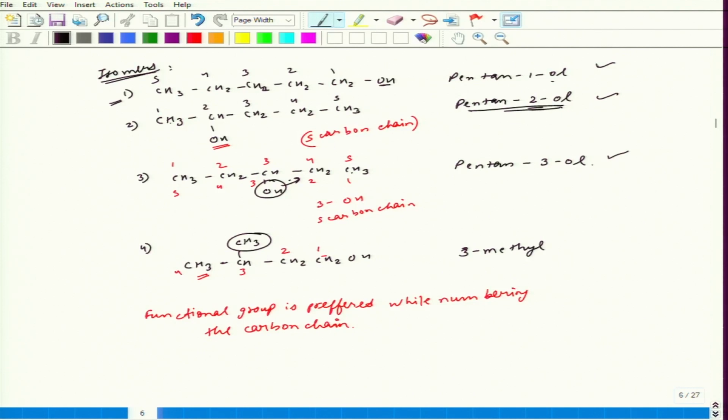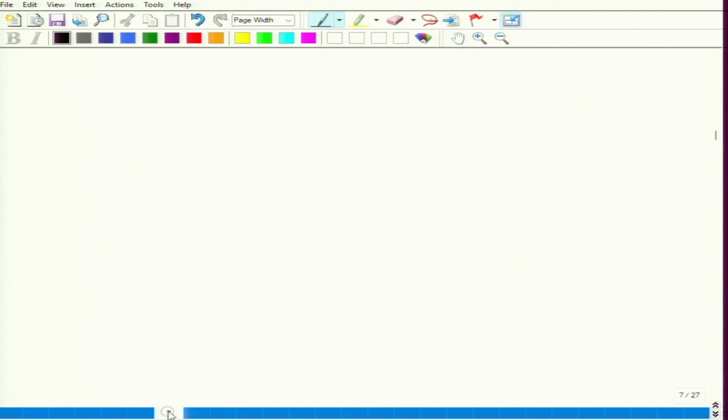Now how many carbons are there in the chain? 4. 4 means butane. But now we are going to replace this e with ol, because this is an alcohol. So this ol will replace e. And on which position is this present? On position number 1. So 3-methylbutan-1-ol. This will be the complete name of this.